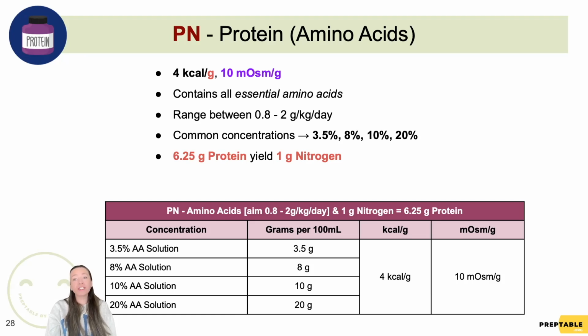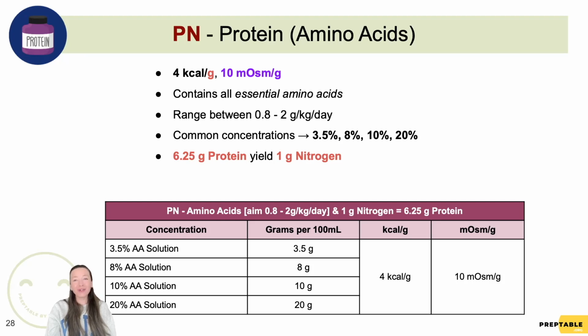Similar to carbs, protein parenteral solutions come in a variety of concentrations to meet different patient needs. Some common concentrations include 3.5, 8, 10, and 20%. Also, like carbs, the concentration percentage tells you how many grams of protein there are in 100 milliliters of solution. So, for example, an 8% amino acid solution contains 8 grams of protein in 100 mL of solution. And the rest of them are listed in the table next to me here.